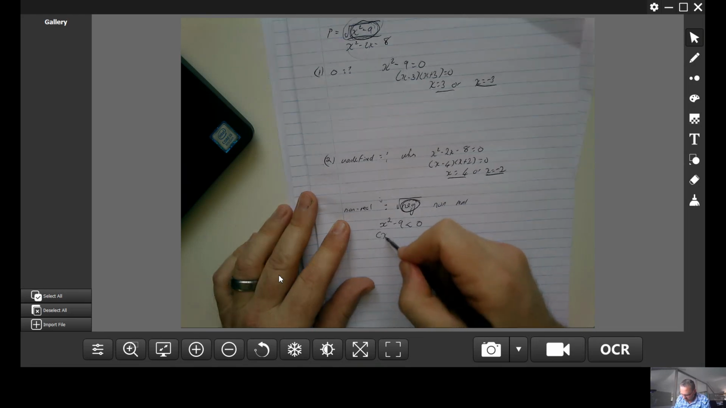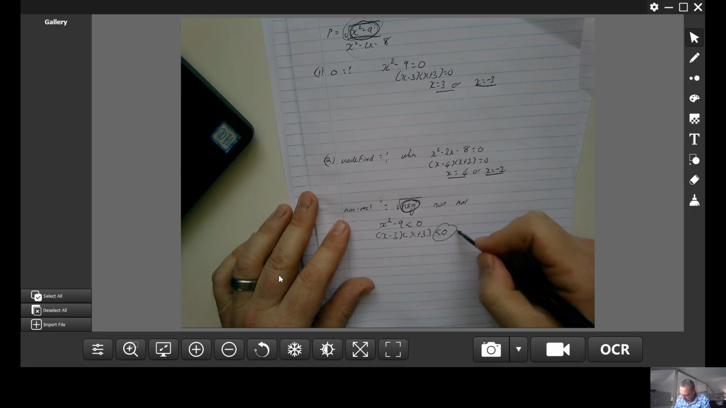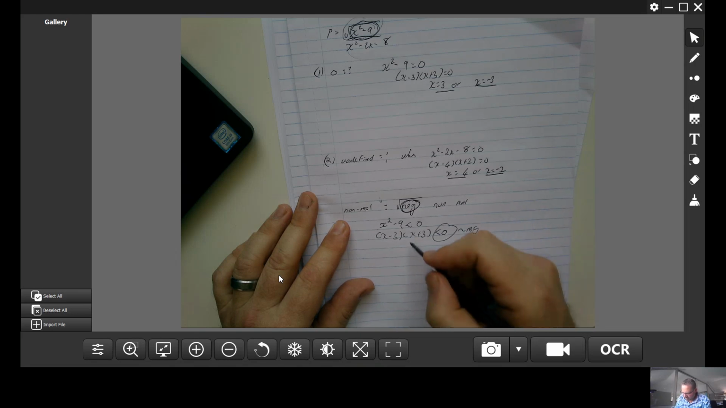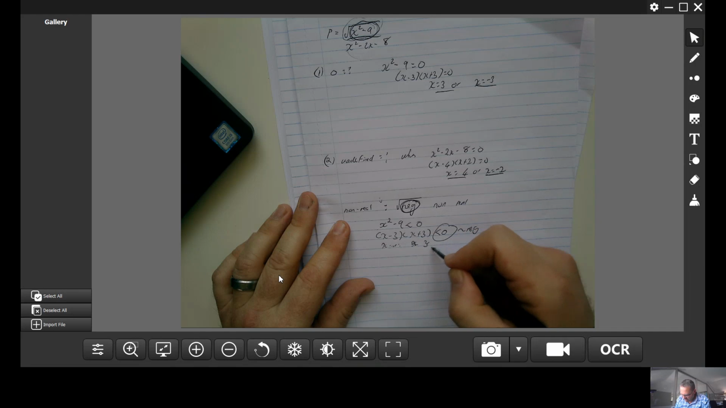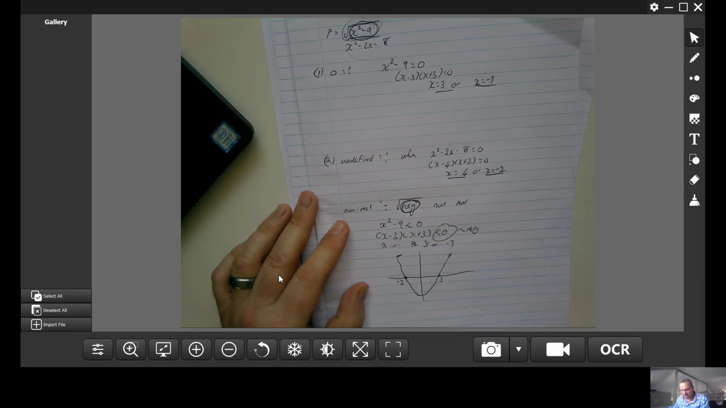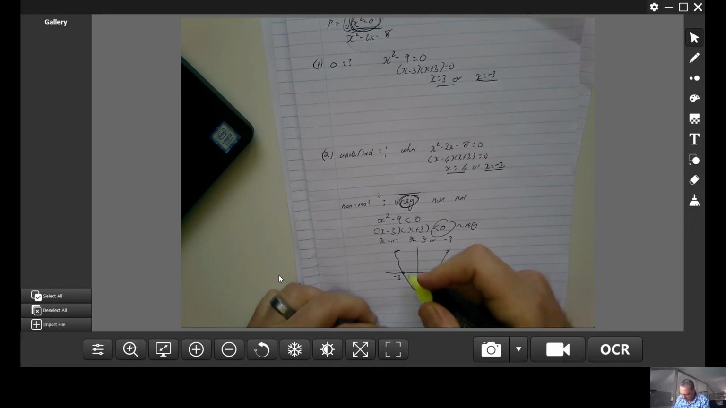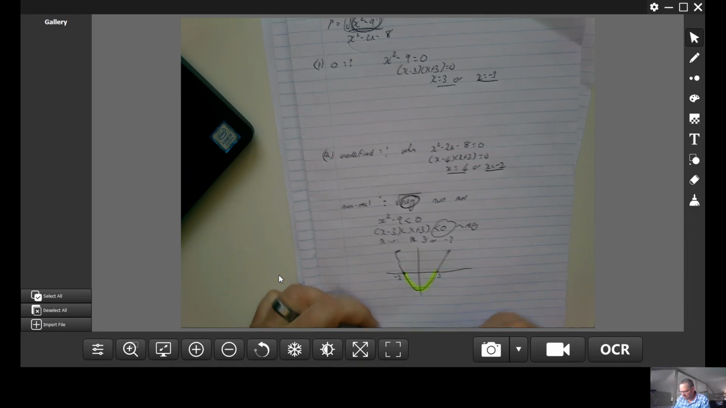To solve a quadratic inequality, factorize it. (x minus 3)(x plus 3) is less than 0. Remember, you want to know where it's going to be negative. Your x-intercepts are going to be 3 and negative 3. It's going to be a positive parabola, and you want to know where the function is less than 0, which happens over here.